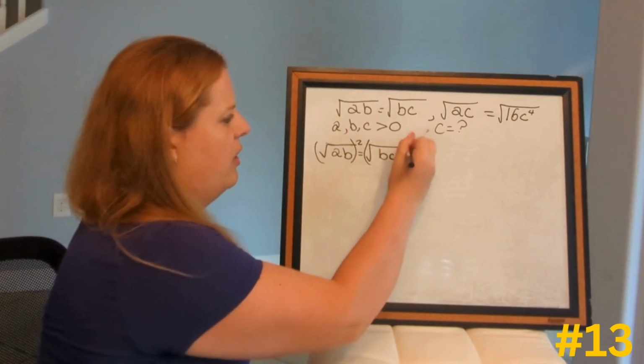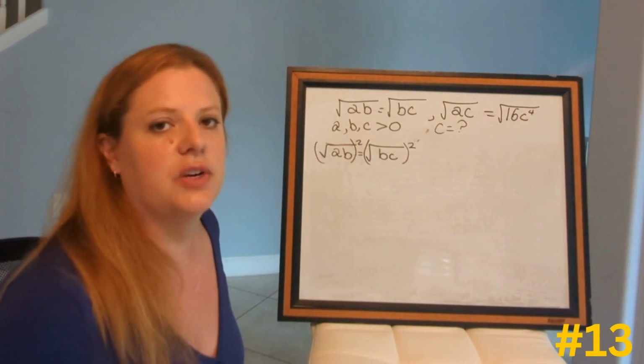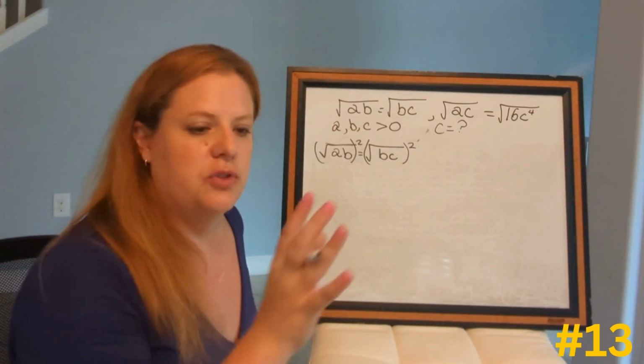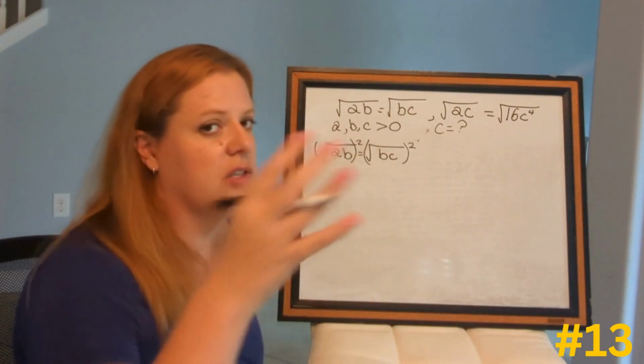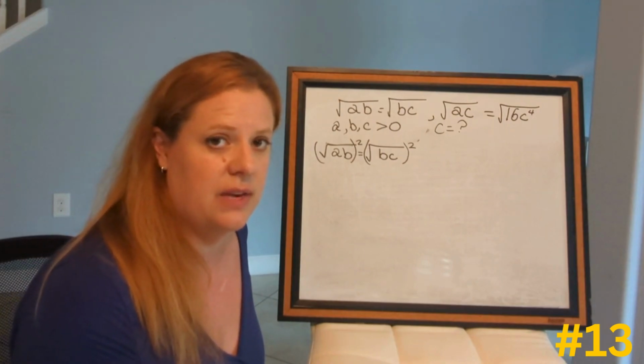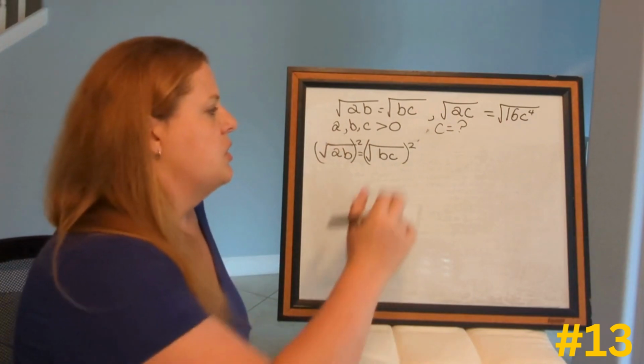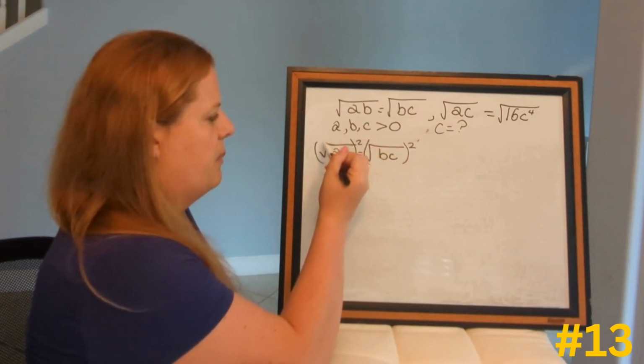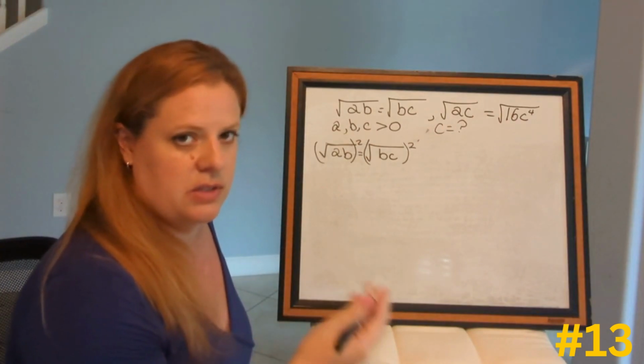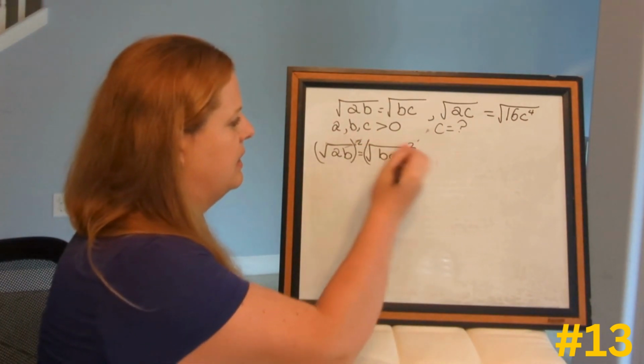I can square both sides of the equation. Because remember, if you do something to one side of the equation, as long as you do the same thing to the other side of the equation, you keep it balanced, you keep it equal. So when I do that, the opposite of a square root is a square. We've talked about that in class.